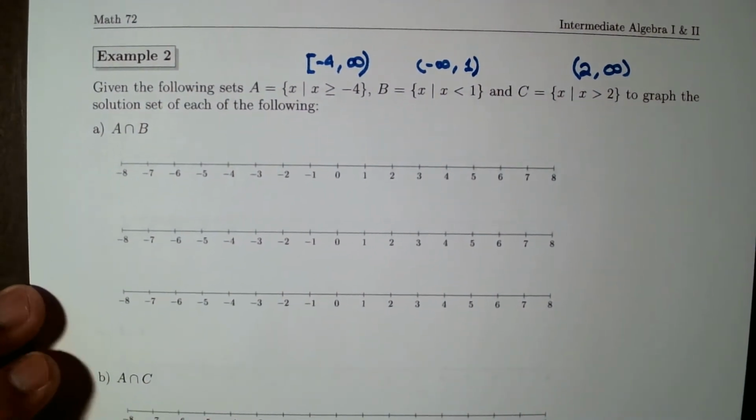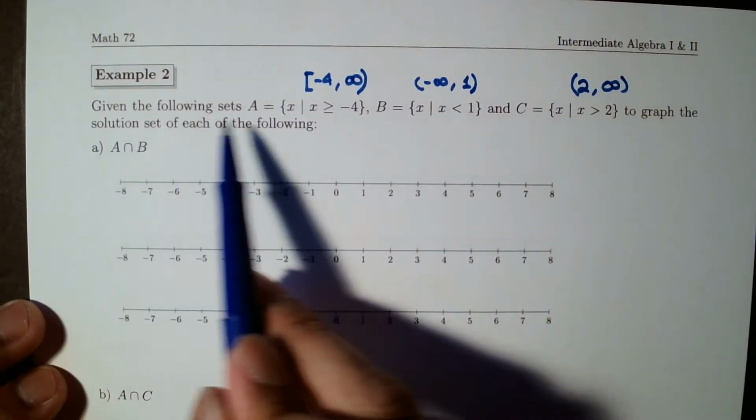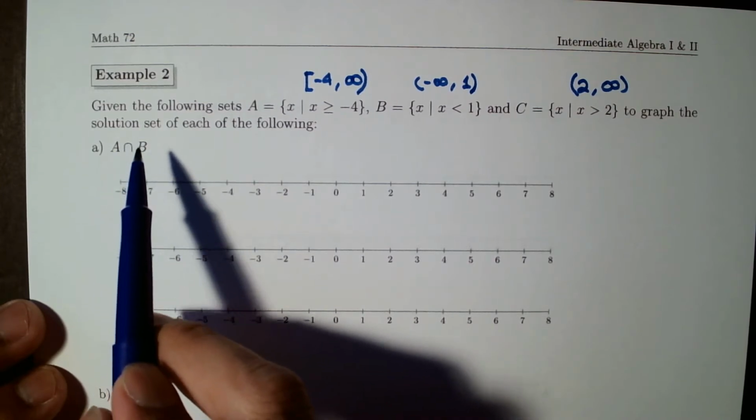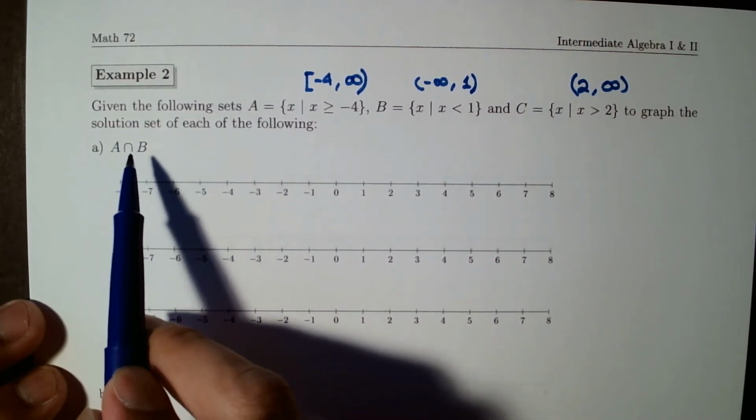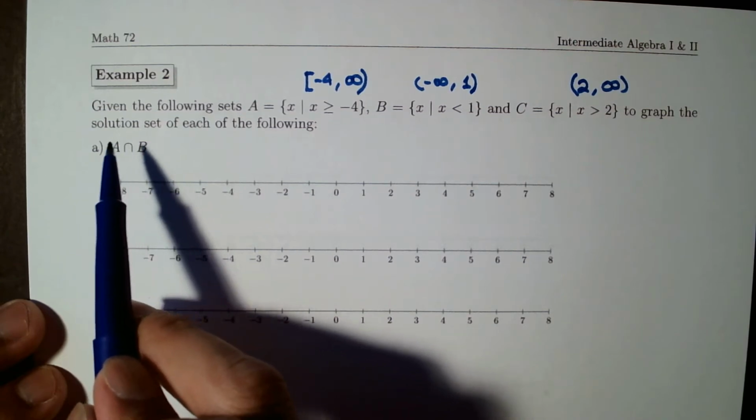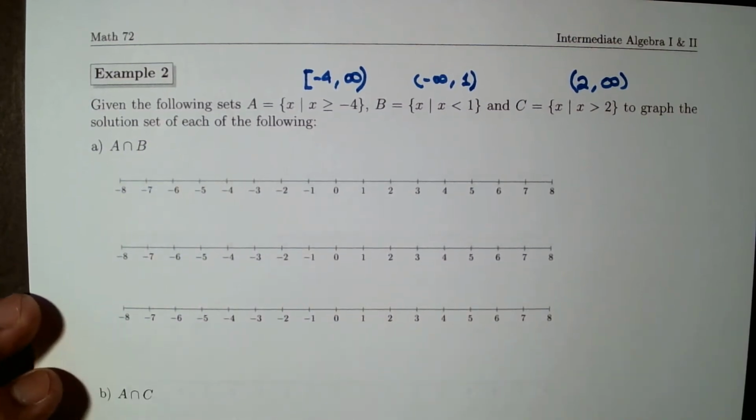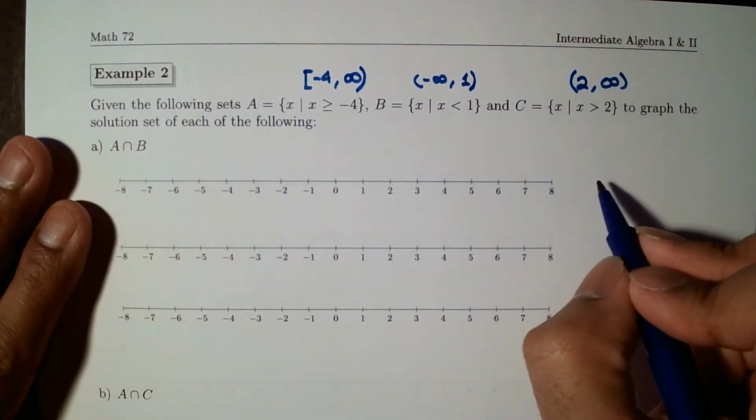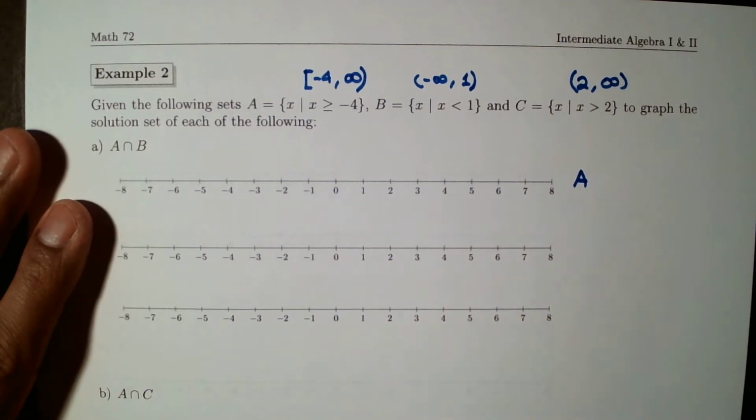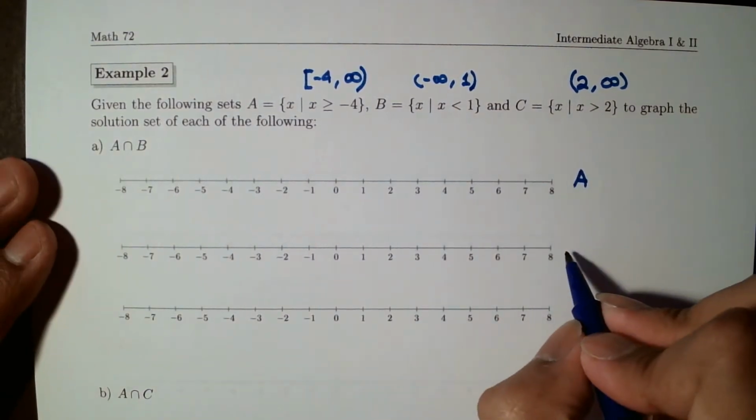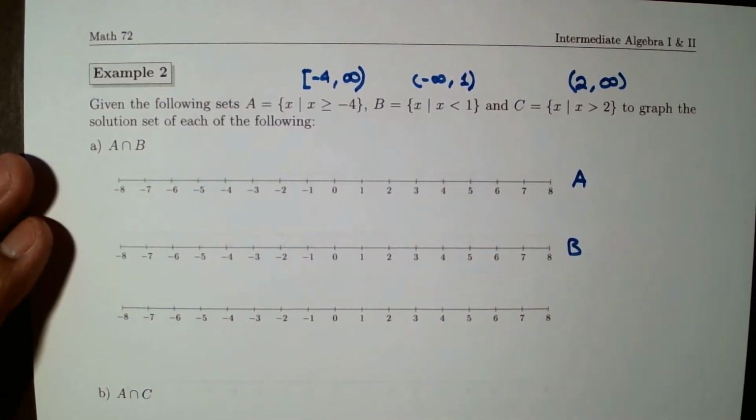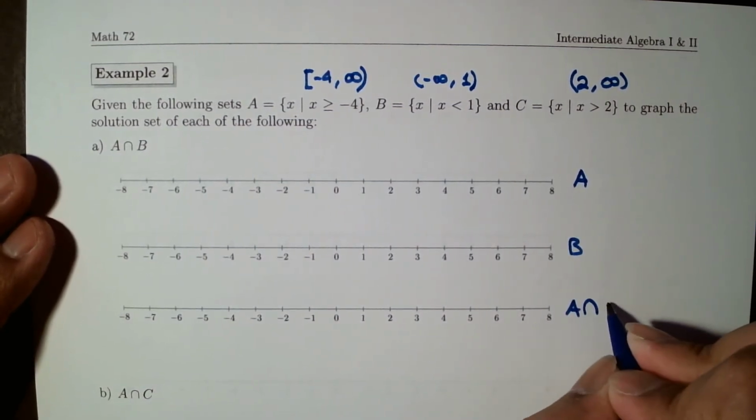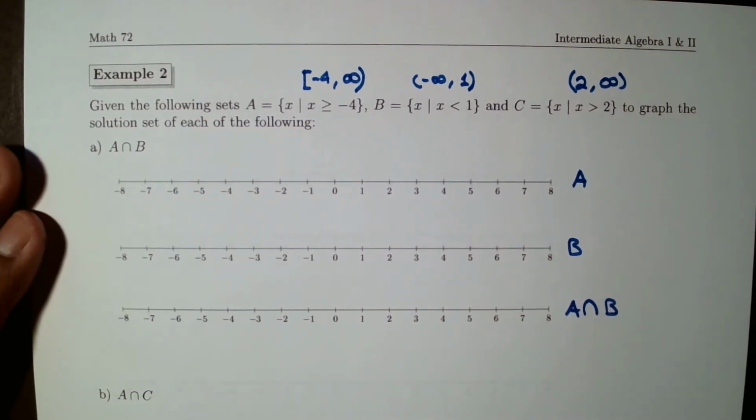Alright, so now that we have these sets, let's do this operation. A upside down U B. In this case, we're looking for the intersection between A and B. So what are we going to do? This first number line will denote A. This number line will denote B. And this third line will be A intersection with B.